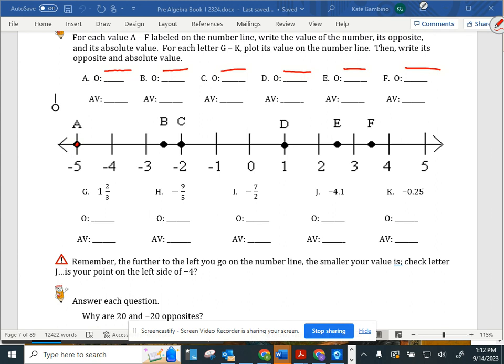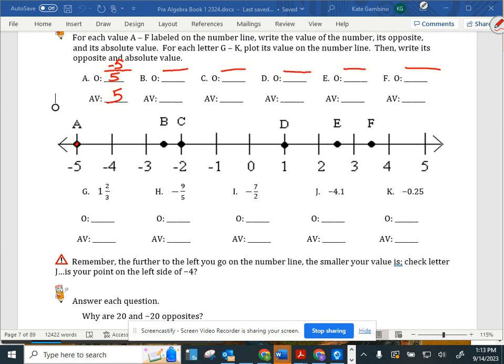It's negative 5, so I'm going to put negative 5 here. What's negative 5's opposite? Desi? 5. And what's negative 5's absolute value? James? 5. So it kind of looks like that's a fraction. It's not a fraction. Yeah? Okay.